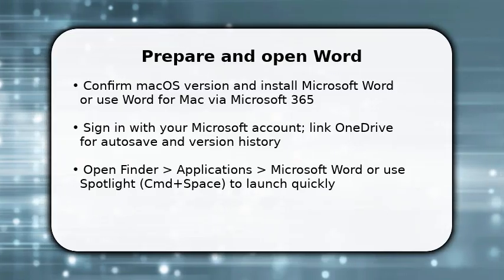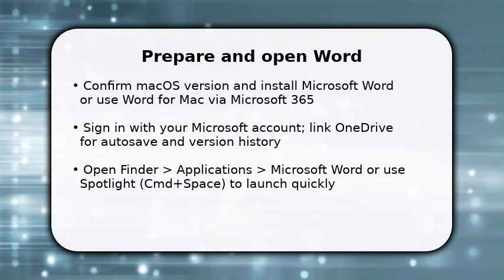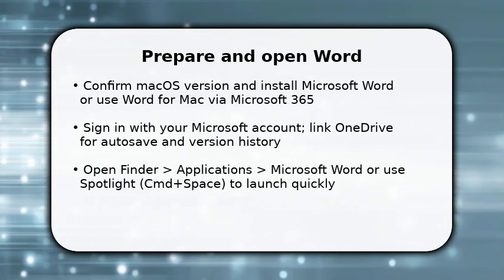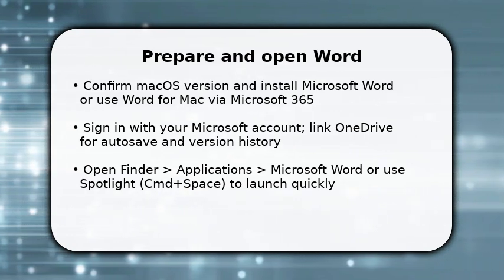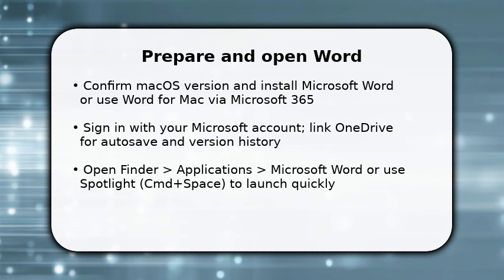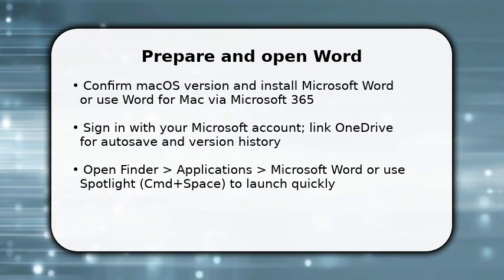You'll start by verifying Word is installed and linked to OneDrive so autosave works. Open Word from Applications or Spotlight. Sign in with your Microsoft account to enable syncing. Once done, choose a template or blank document to begin.